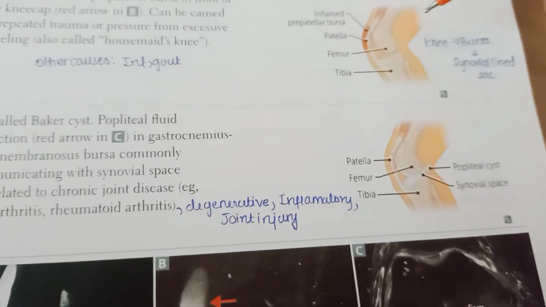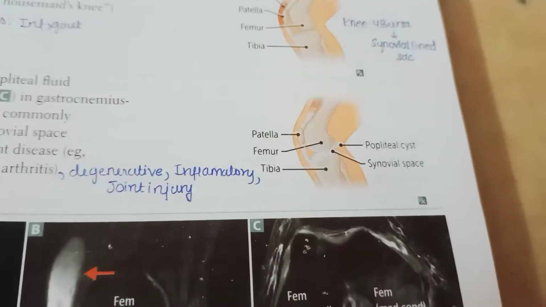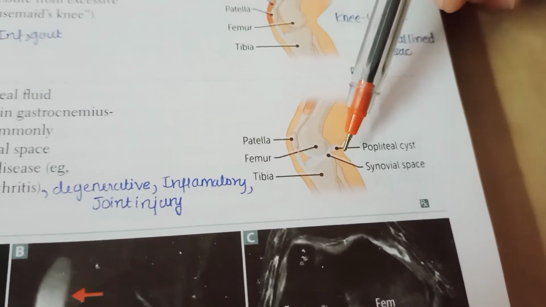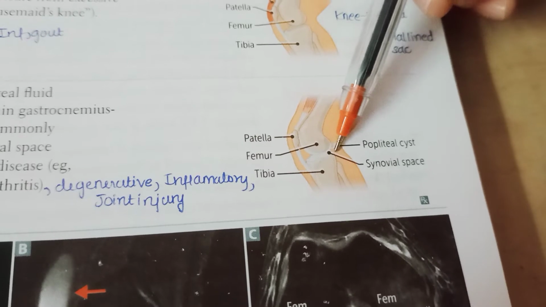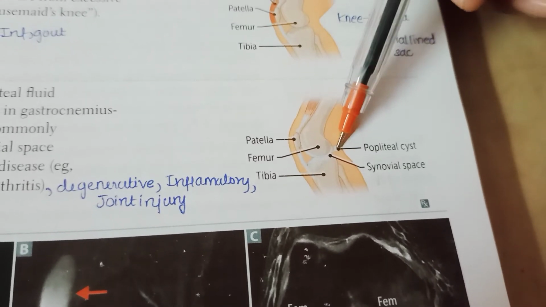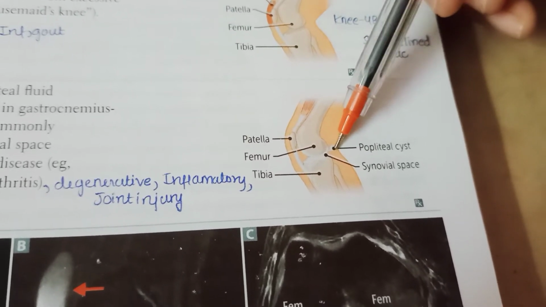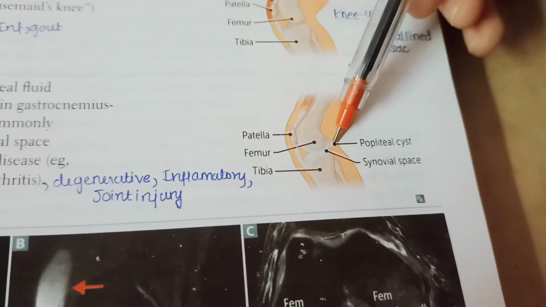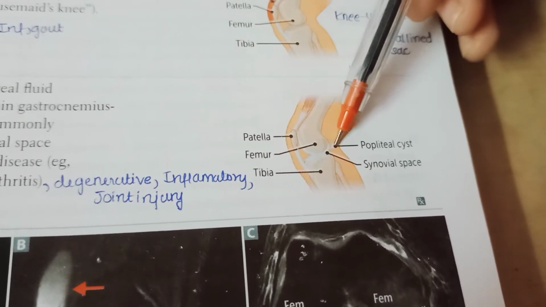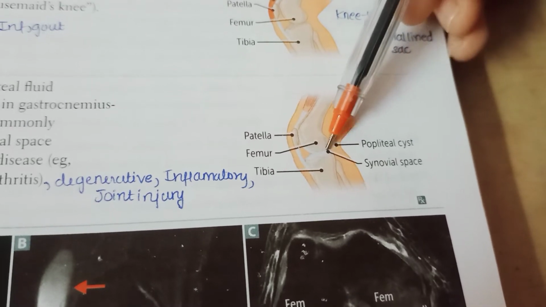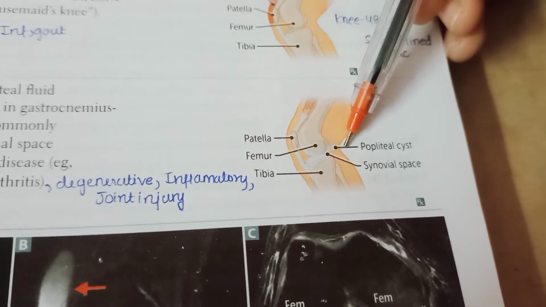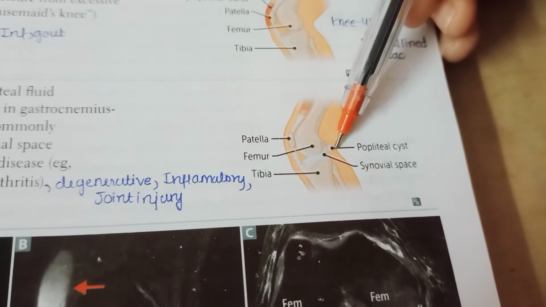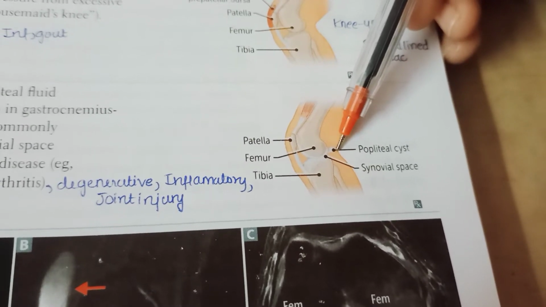Now coming to popliteal cyst. So here you can see this is a popliteal cyst. If you remember, this is called the popliteal fossa. So in that only there is a popliteal cyst. Actually this is a fluid filled cavity, that is a synovial filled cavity, and this is in connection with the synovial space as you can see here. Okay, so when this gets inflamed, that is called Baker's cyst or popliteal cyst. If it ruptures, then it will mimic DVT, that is deep vein thrombosis.